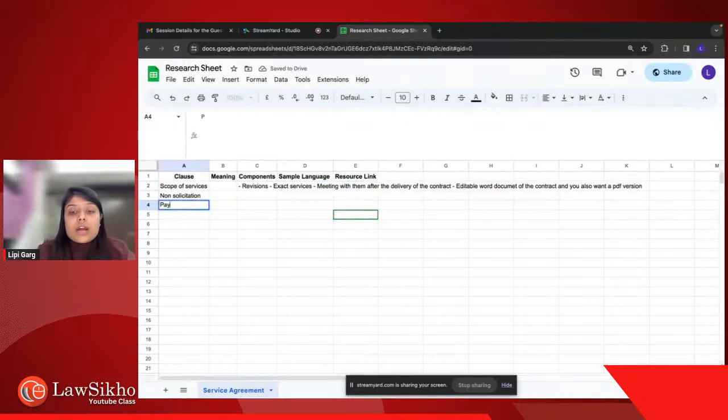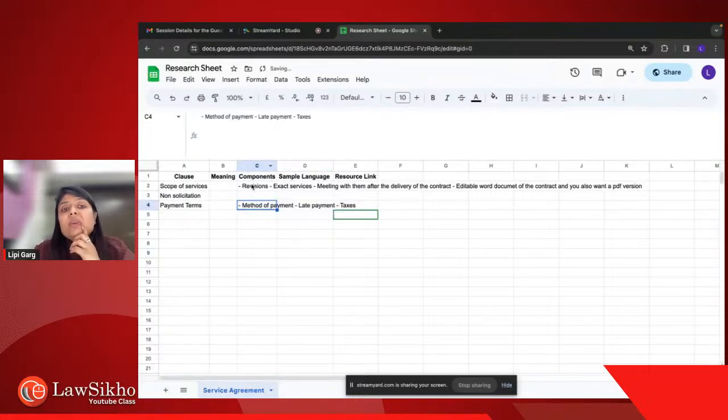Now let's say you have a payment terms clause. You will write payment, method of payment, how will you deal with late payment, then taxes, then mode of payment. Let's say these things only, right?